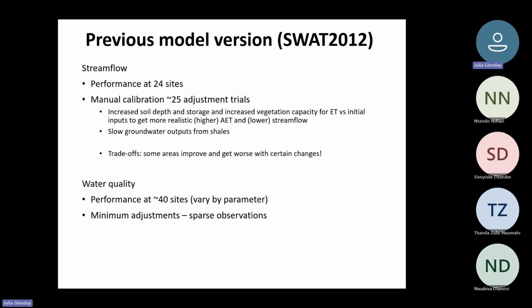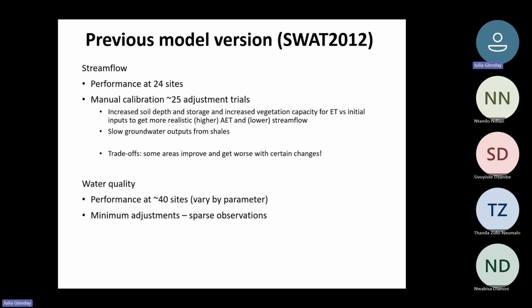And so those changes, within ranges, and then controlling the recharge and the groundwater outputs, improved the streamflow a lot from where it started with the initial estimated values for the different vegetations and soils.